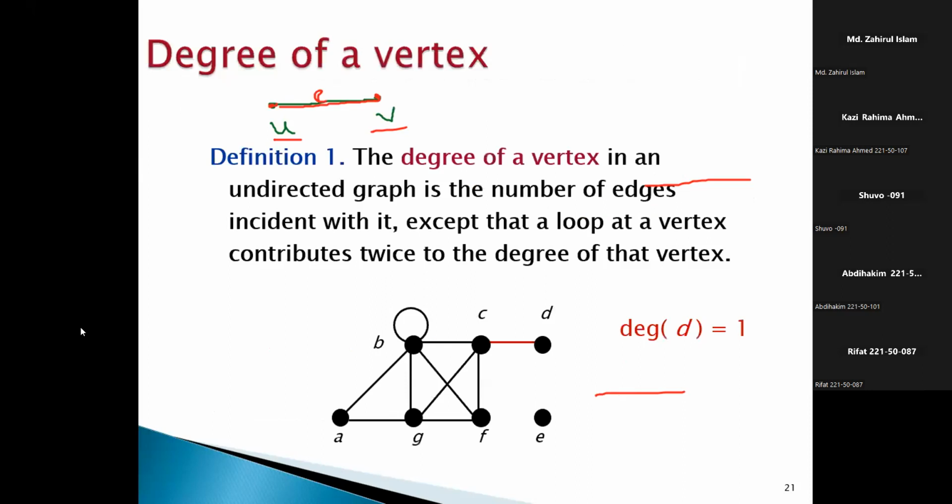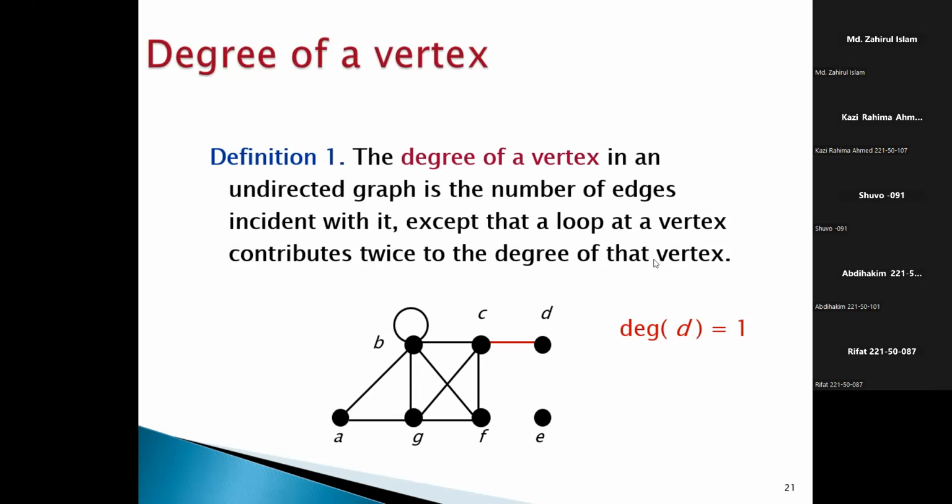Then degree of the vertex. What is the degree of the vertex? The degree of the vertex in an undirected graph is the number of edges incident with it, except that a loop at a vertex contributes twice to the degree of the vertex.